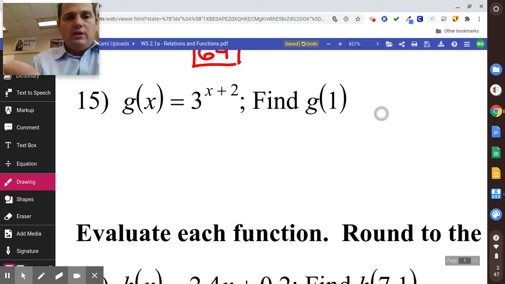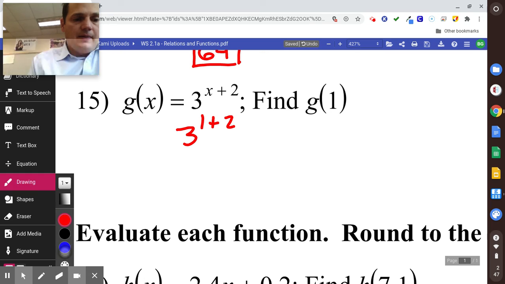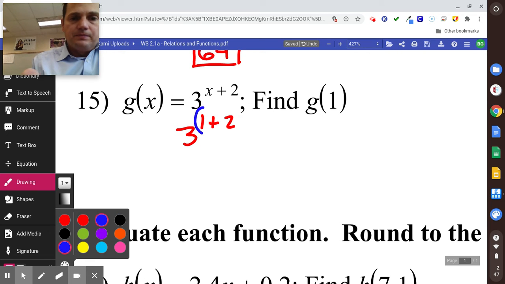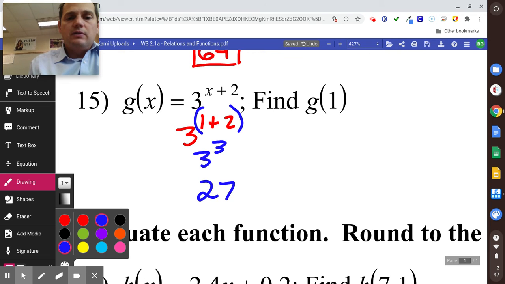15. Really, that's the same problem, isn't it? 3 to the 1 plus 2. We've got to do what's in that exponent first. Treat it like there's parentheses there. That's 3 to the third power. 3 times 3 times 3 is 27.